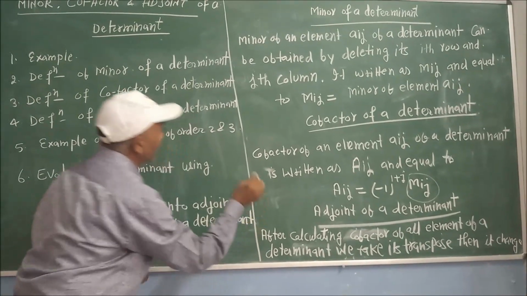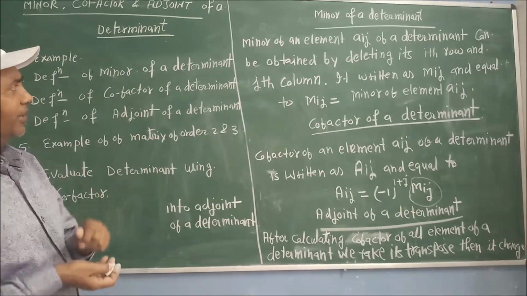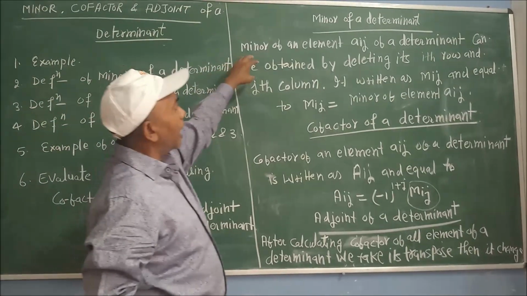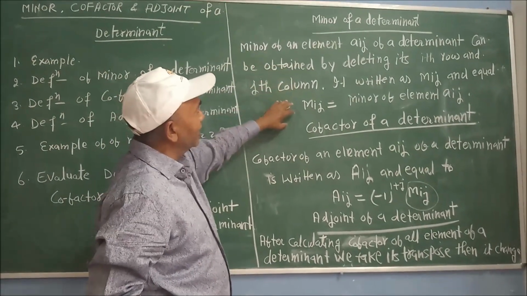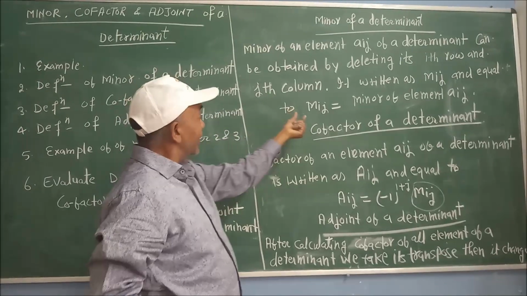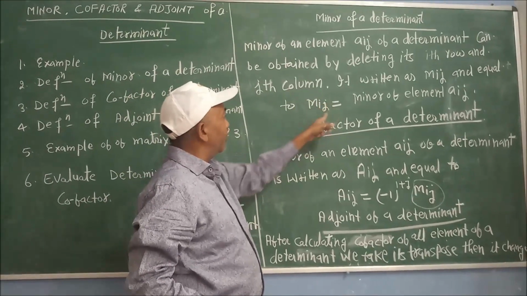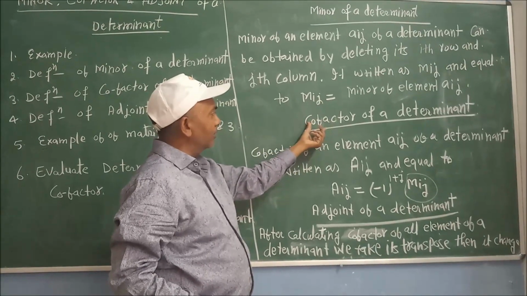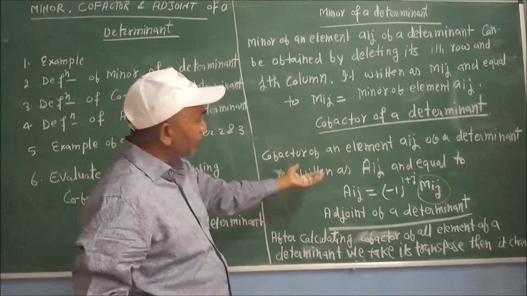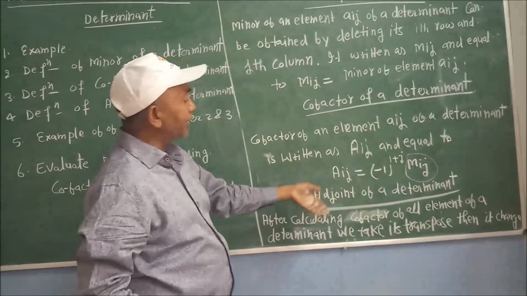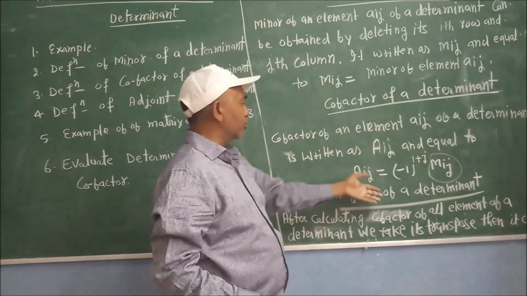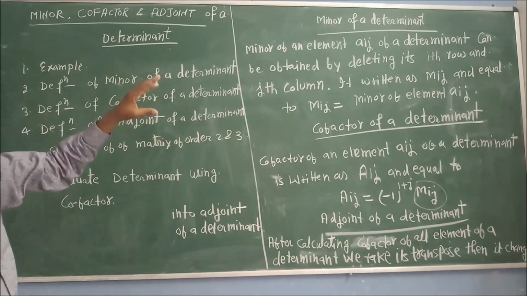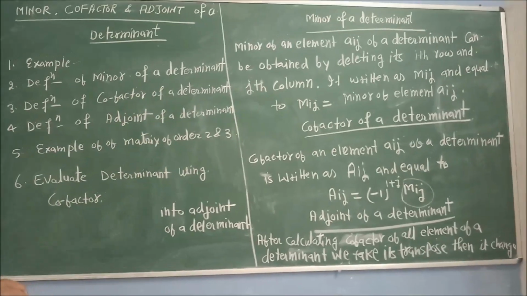So see here, what we have to do when the determinant is given and we are interested to find minor of the determinant, simply delete the ith row and jth column. We will get its minor of the determinant. And if we write what is the sign before this minor of the element, that will call cofactor of the determinant. And after getting cofactor of the determinant of each element, if we take its transpose, it becomes adjoint of a determinant. So similar way, we can find minor, cofactor and adjoint of any determinant.